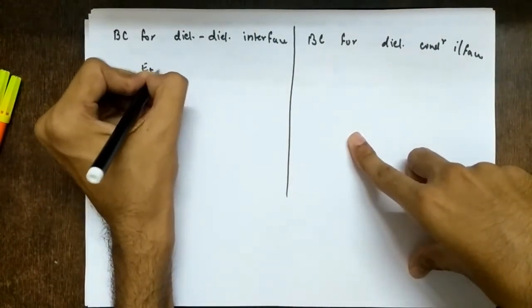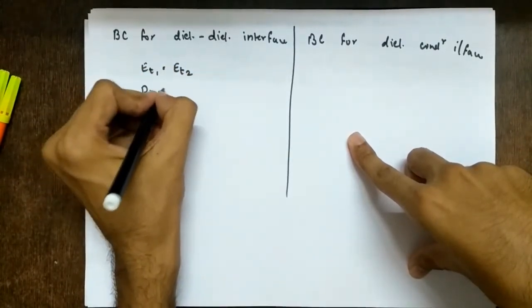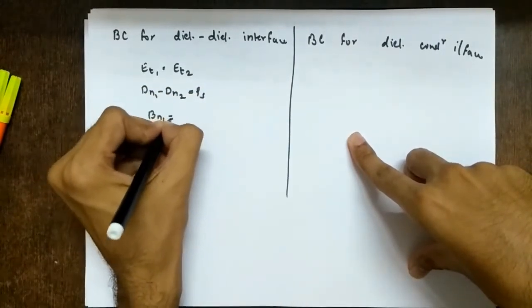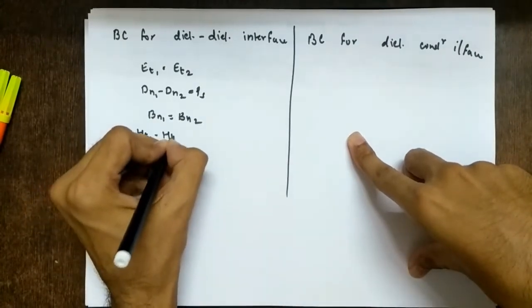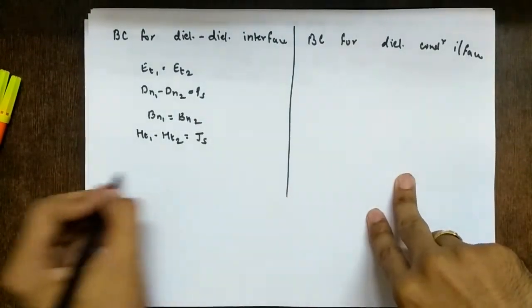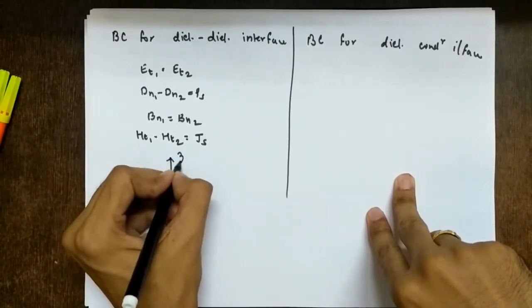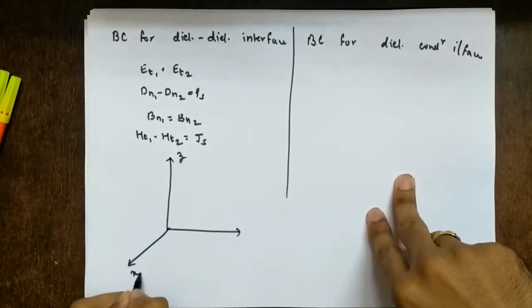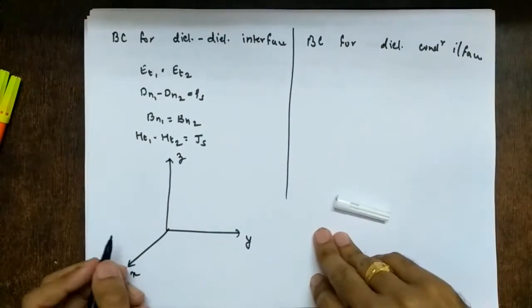So it was Et1 equal to Et2, then Dn1 minus Dn2 equal to rho s, Bn1 equal to Bn2, and finally Ht1 minus Ht2 equal to Js, right? So if you have forgotten the coordinate system we used, usually we use this as z cap, this is x, and this is y. So again we follow the right hand coordinate system, right?